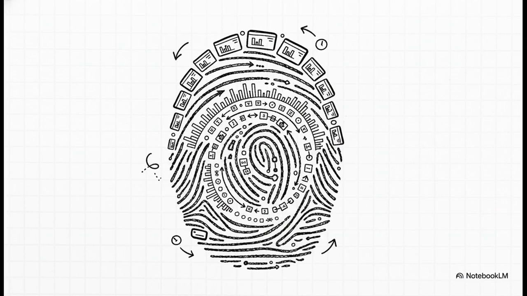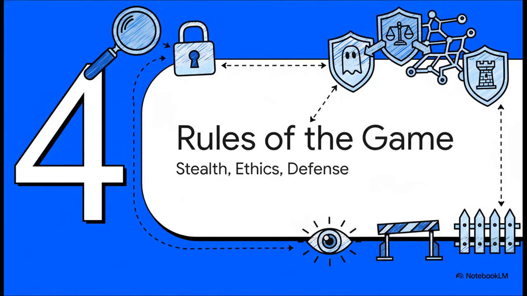Nmap sends a bunch of really clever probes and just watches how the target responds. It looks at things like the default time to live. Linux usually starts at 64, Windows at 128. It checks the TCP window size, the specific order of options. All these tiny little details combine to create a unique digital fingerprint that Nmap can match against its huge database to say, aha, that's almost certainly a Windows Server 2019 machine. It's incredible.